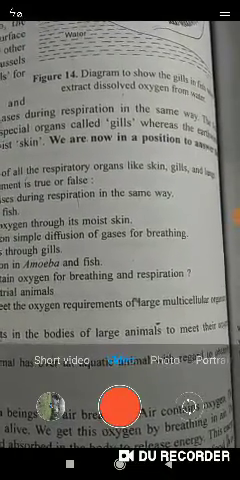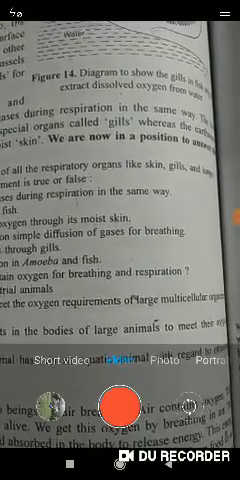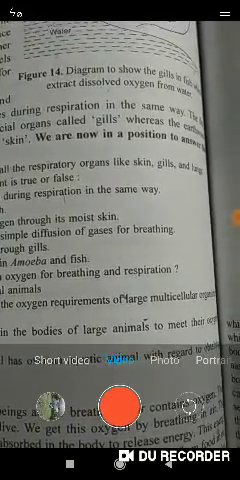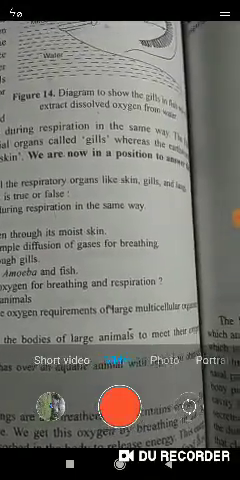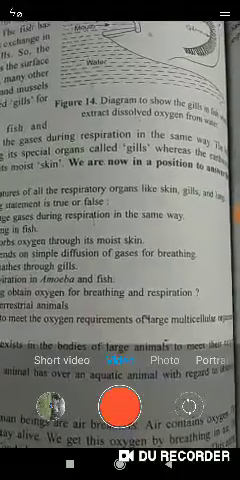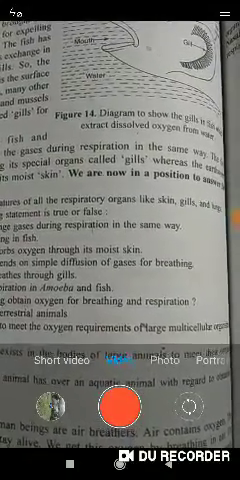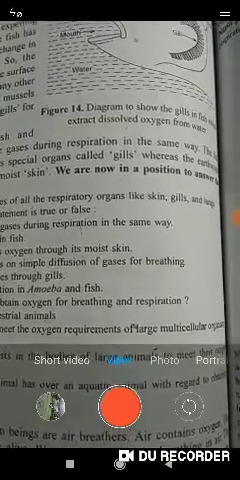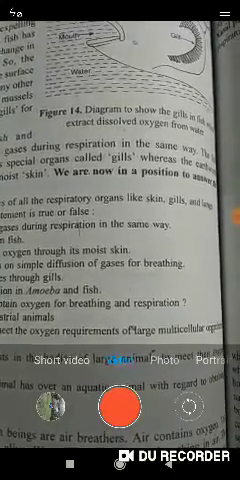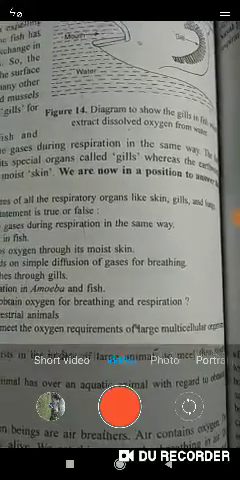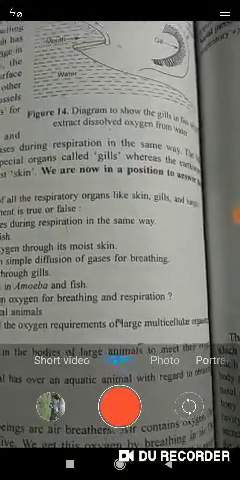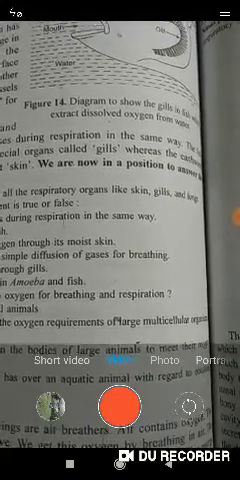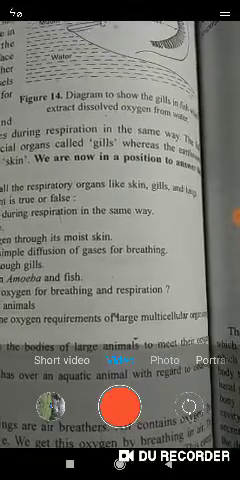The nasal passage is separated from the mouth cavity, or you can say buccal cavity or oral cavity, by a hard bony plate, so that we can breathe in air even when we are eating food and the mouth cavity is filled with food. The nasal passage is lined with fine hair and mucus. When air passes through the nasal passage, the dust particles and other impurities present in it are trapped by the nasal hair and mucus, so that clean air goes into the lungs.